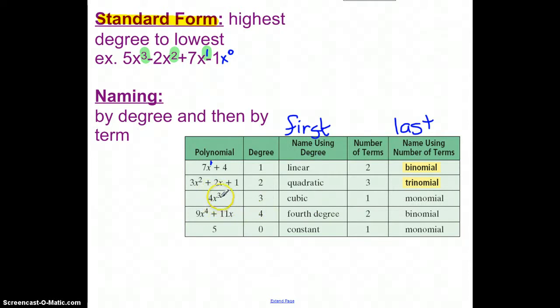Now in this one, the highest exponent is 3. So its first name is going to be cubic. There's only one term here, so it's going to be monomial. That means that officially this one would be called a cubic monomial.